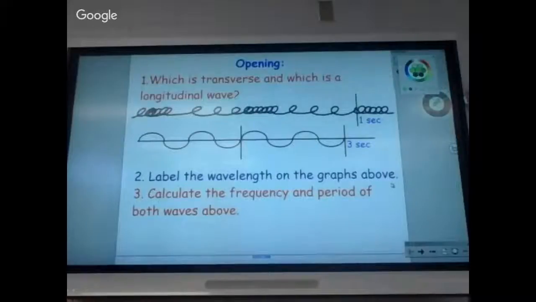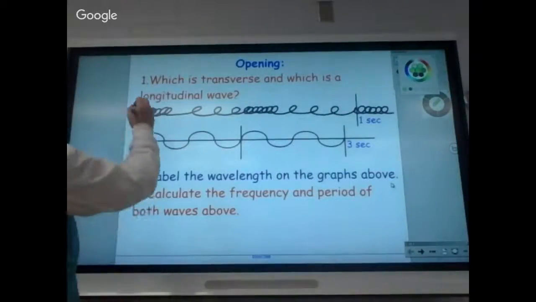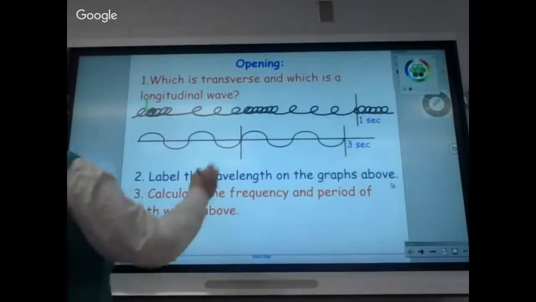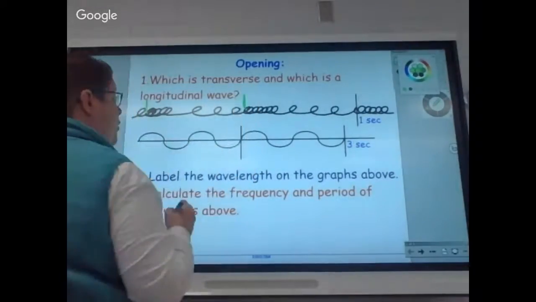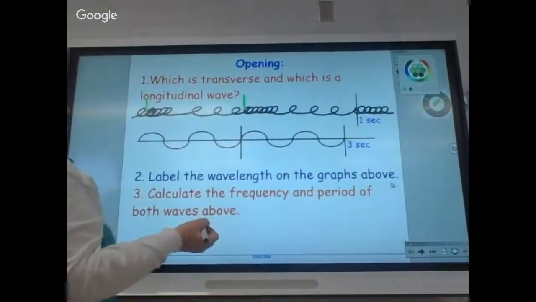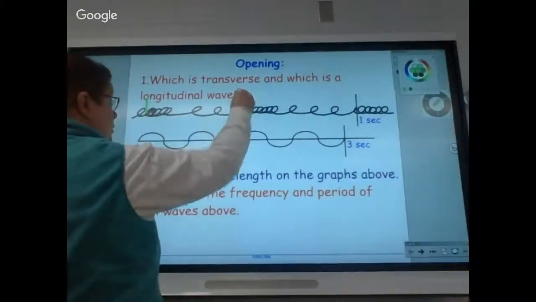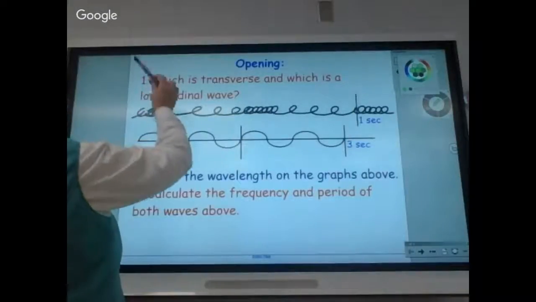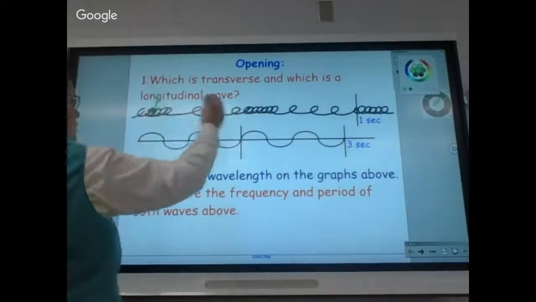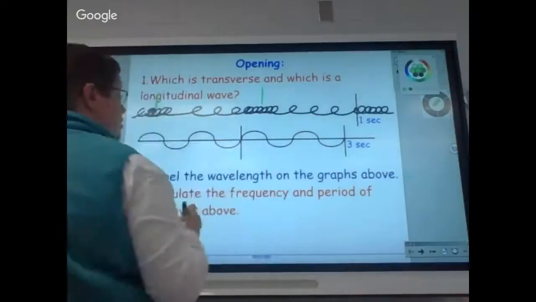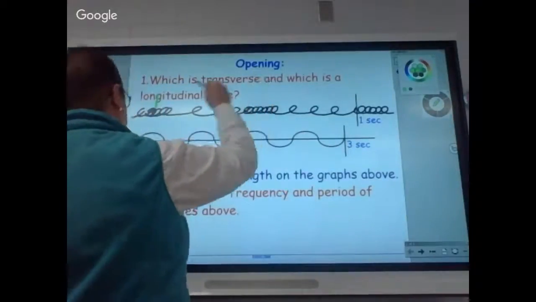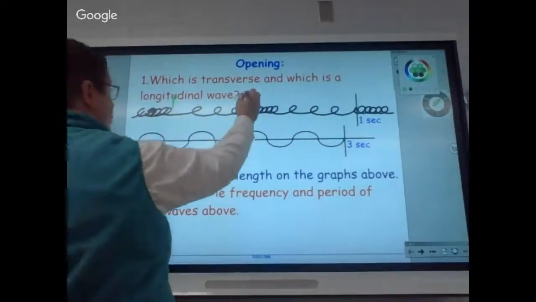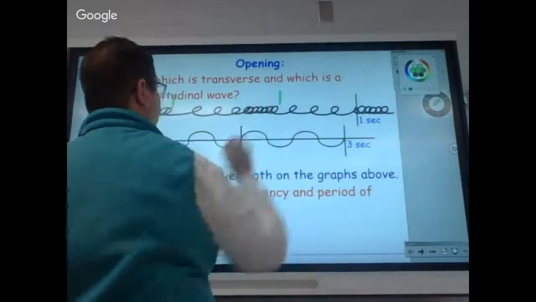When you label the wavelength, if you start at the beginning of a compression, you go to the beginning of the next compression. Now, you don't have to start at the beginning of a compression. All right? You can pick a different spot. You can start in the middle of the compression and go to the middle of the compression. You can start at the beginning of the rarefaction and go to the beginning of the rarefaction.